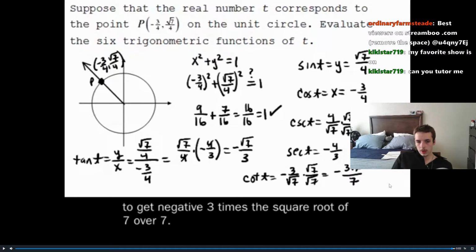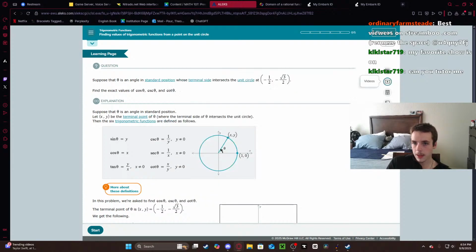Wait, so, okay. Find the tangent first. Tan would be square root 7 over 4... 3 over 4. Multiply both sides by 4, and you get negative square root 7 over 3. Flip that around, you get 3 square root 7 over 7. Okay, cool. That was actually not bad.